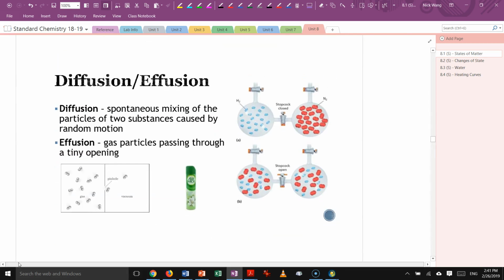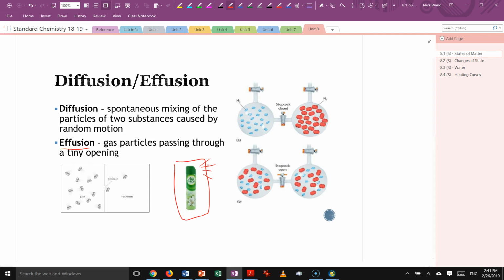To finish off, I'm going to talk about how air freshener works really quickly, at least how the gases work, in terms of diffusion and effusion. So let's start off with effusion. This is about gas particles passing through a tiny opening. Let's say you push the little button on the air freshener, and stuff sprays out. Well, what is that stuff? That's actually air particles passing through a small opening. That's the act of effusion.